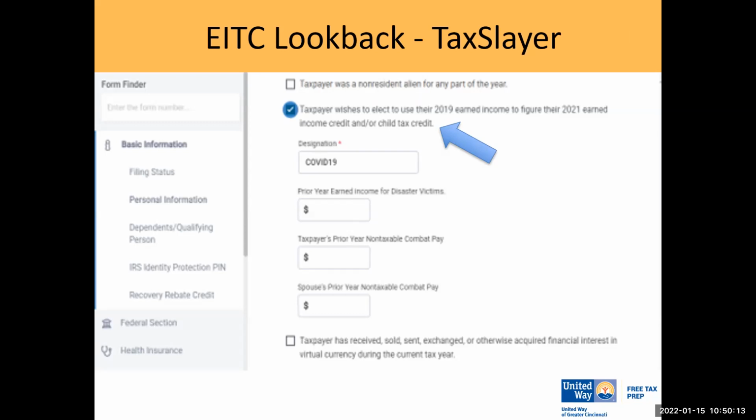So you still put in the regular income. You put this in a separate place. You don't put this in for their actual earned income. No. So this is a separate step.